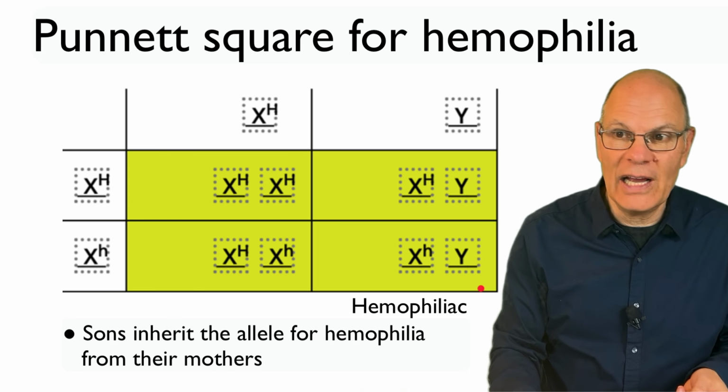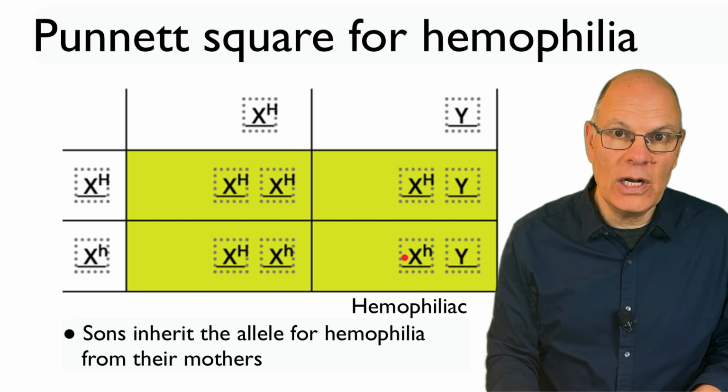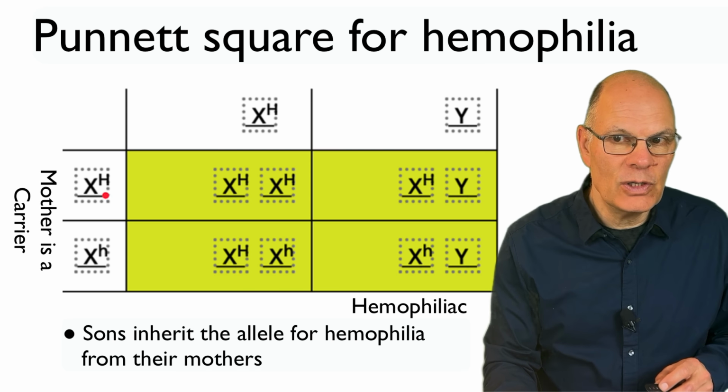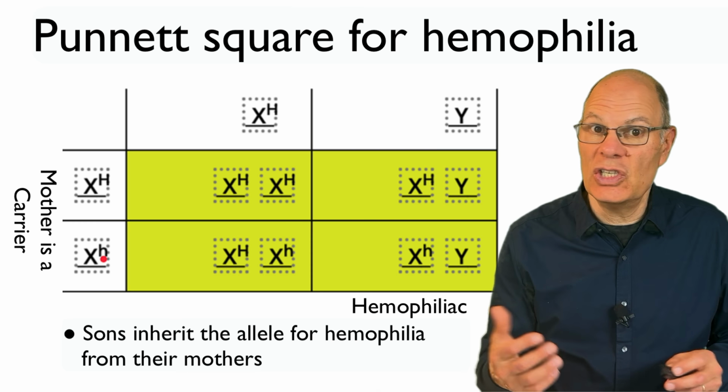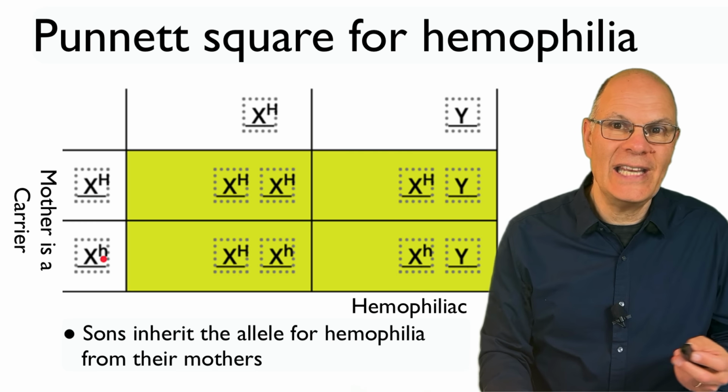It's a recessive X-linked condition. How did this young man inherit that X-linked allele? From his mom. Mom is a heterozygote, X big H, X little h. She's not a hemophiliac, but she carries the allele. It's commonly known as a carrier.